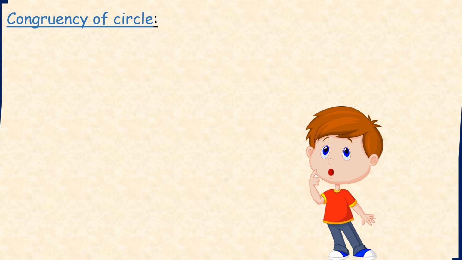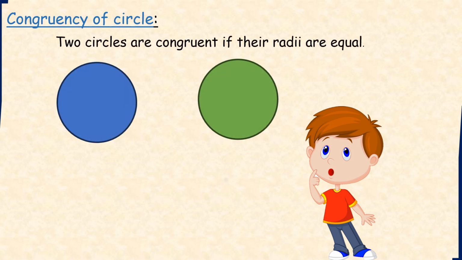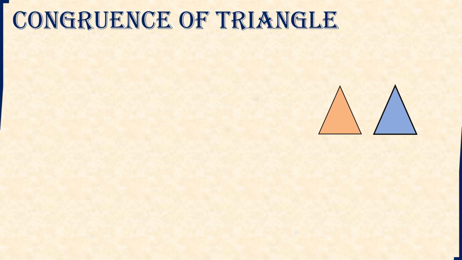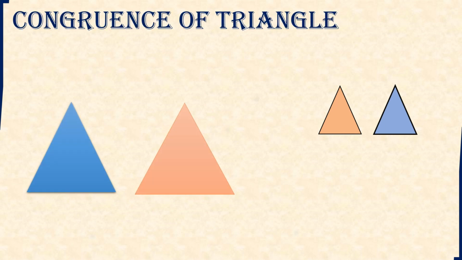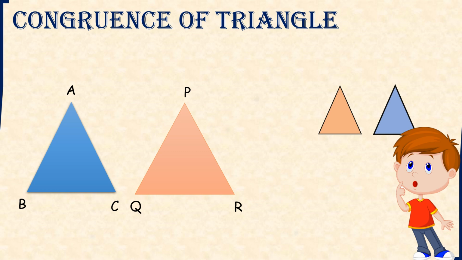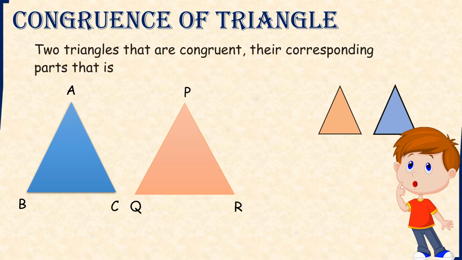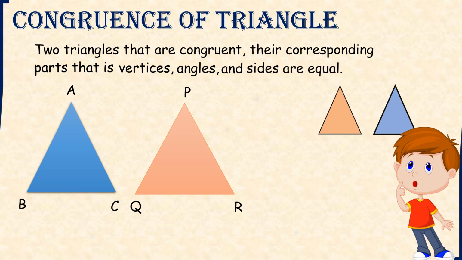Congruence of circle. Two circles are congruent if their radii are equal. Now, coming to the topic, congruence of triangle. Let us take two triangles, triangle ABC and triangle PQR. When are two triangles said to be congruent? Two triangles are said to be congruent when their corresponding parts, that is, vertices, angles, and sides, are equal.